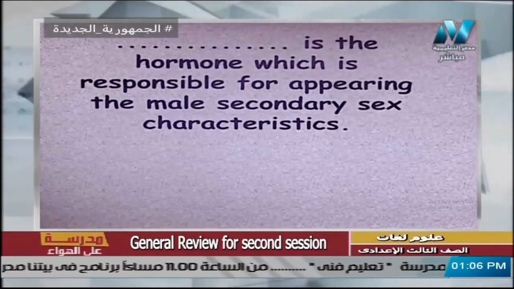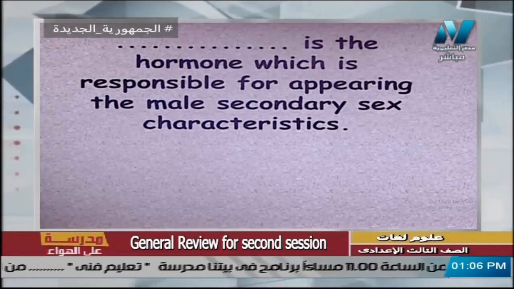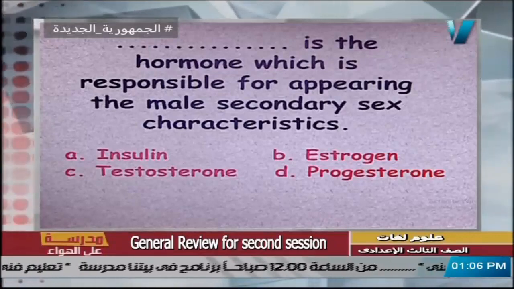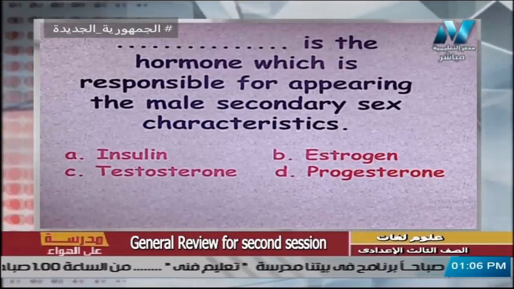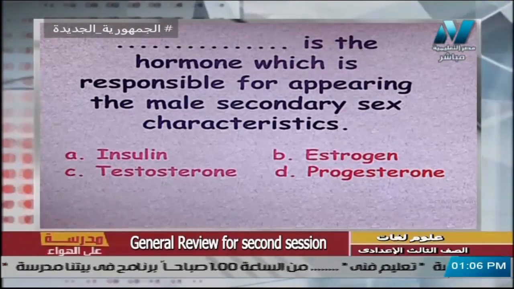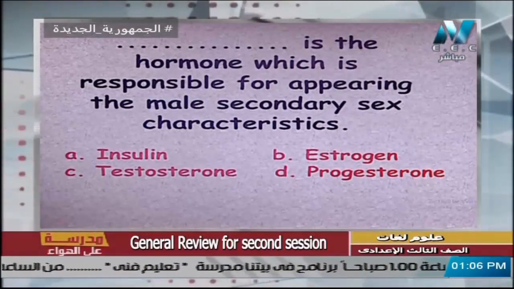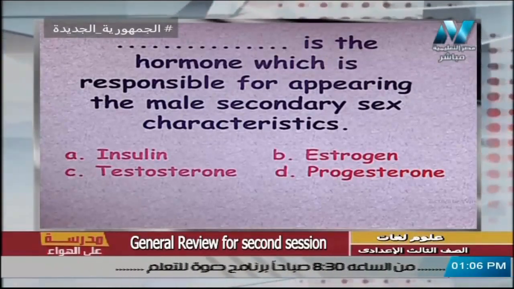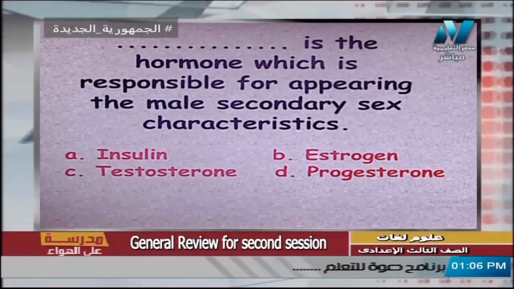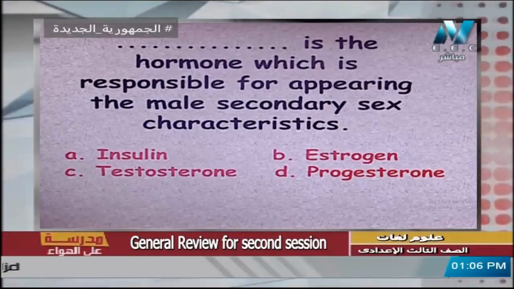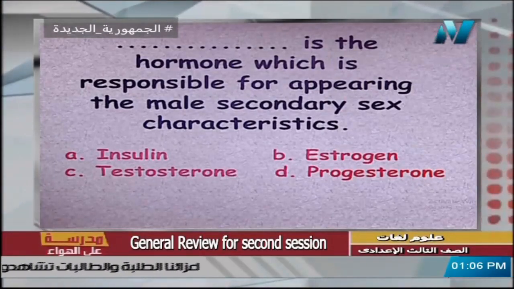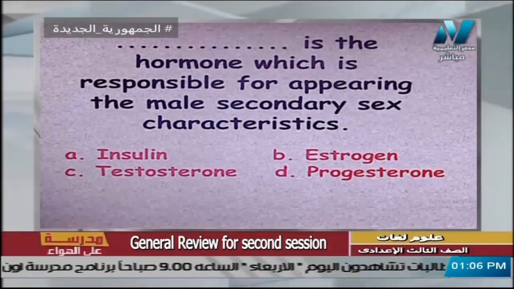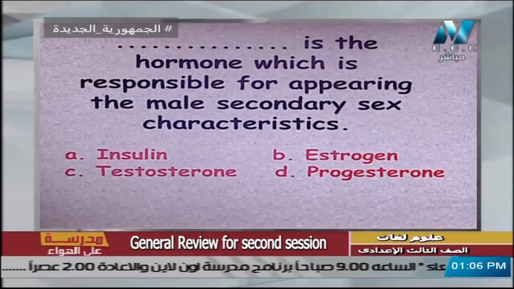Which is the hormone responsible for the appearance of the male secondary sex characteristics? Insulin, estrogen, testosterone, progesterone. Sure, it will be the letter C, testosterone. Testosterone is the hormone which is responsible for appearing the male secondary sex characteristics.